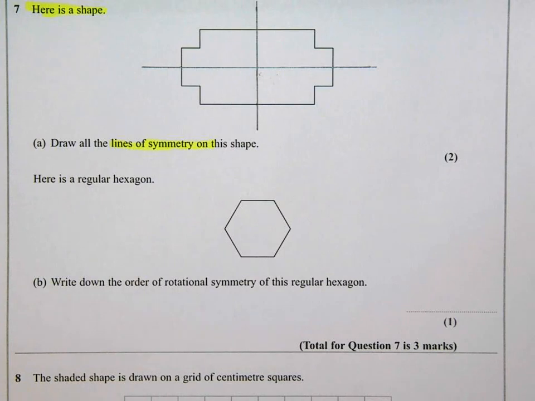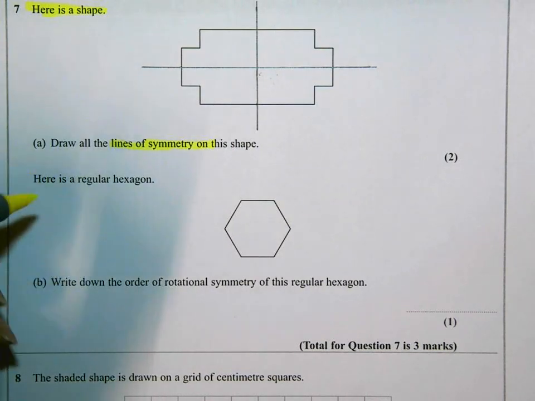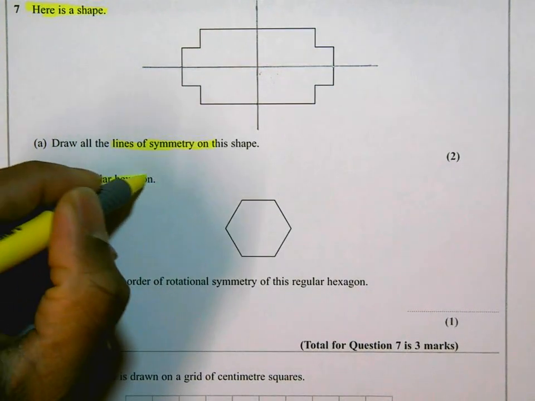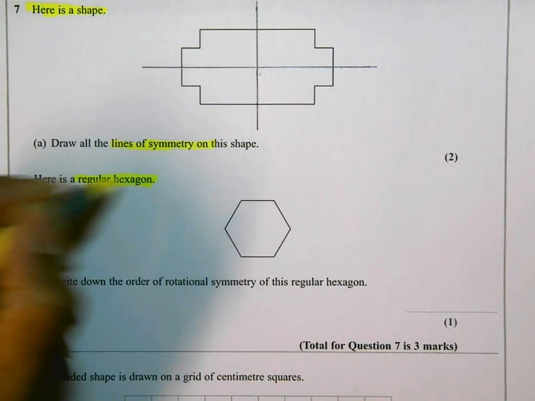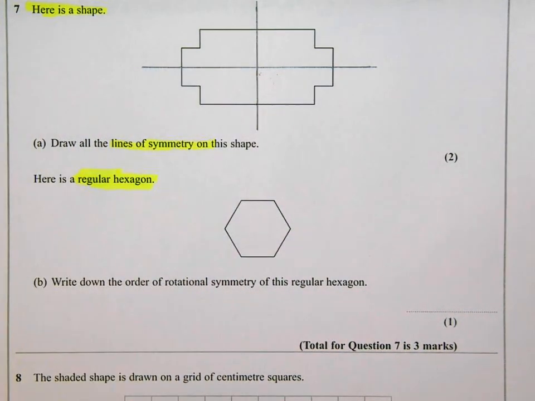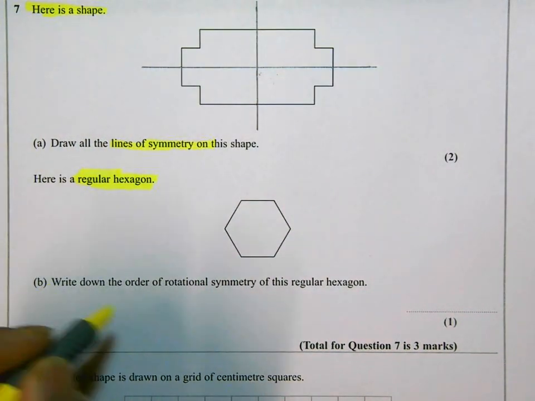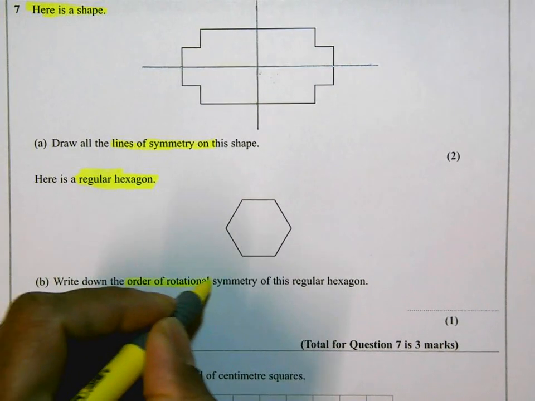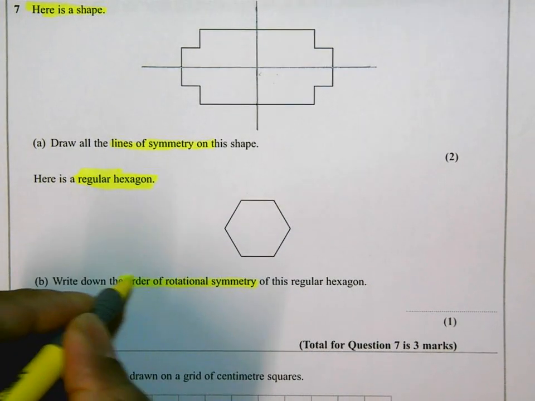Okay, then going on to part B. Here is a regular hexagon. A regular means all the sides are the same length, all the angles are the same. So the word regular is important in here. The question says, write down the order of rotational symmetry.